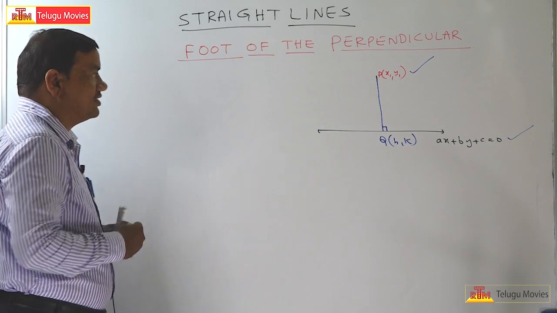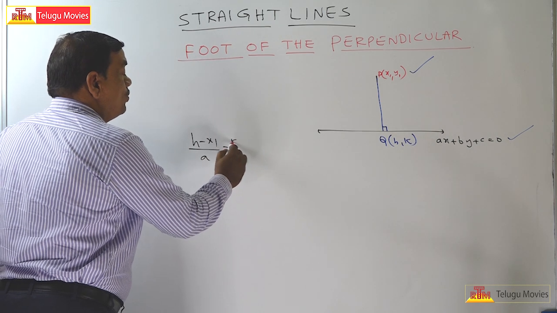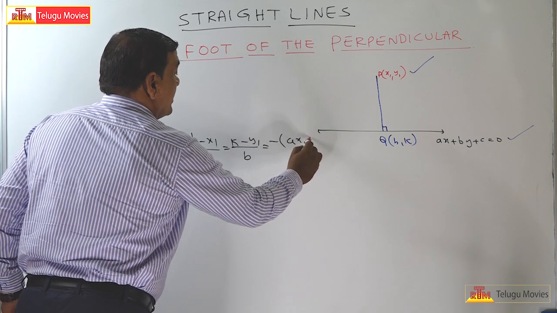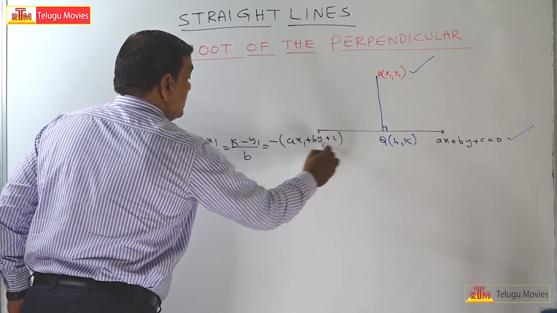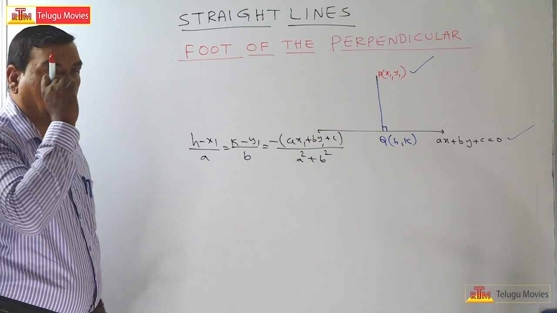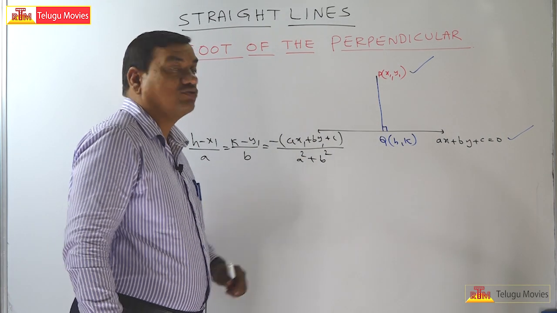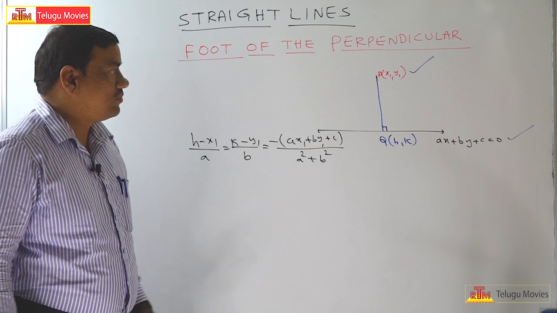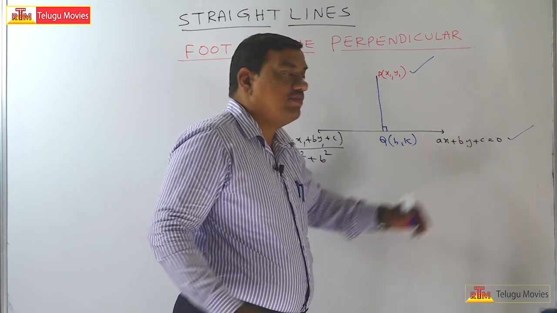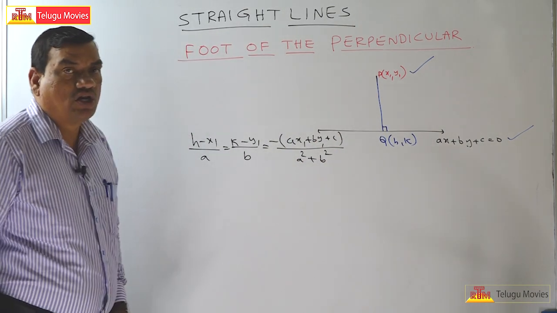The formula is (h − x1)/a = (k − y1)/b = −(ax1 + by1 + c)/(a² + b²). Here −(ax1 + by1 + c)/(a² + b²) is a constant. Why? Because (x1, y1) is a point; if you substitute it in the variables x and y, we will get a constant. And a² + b² is also a constant.